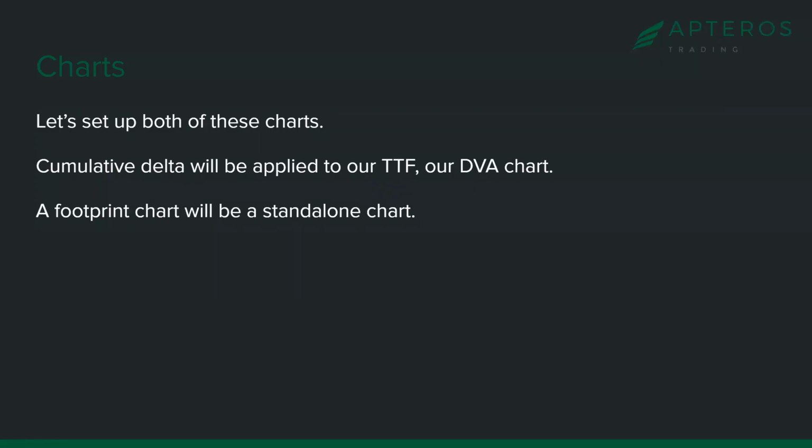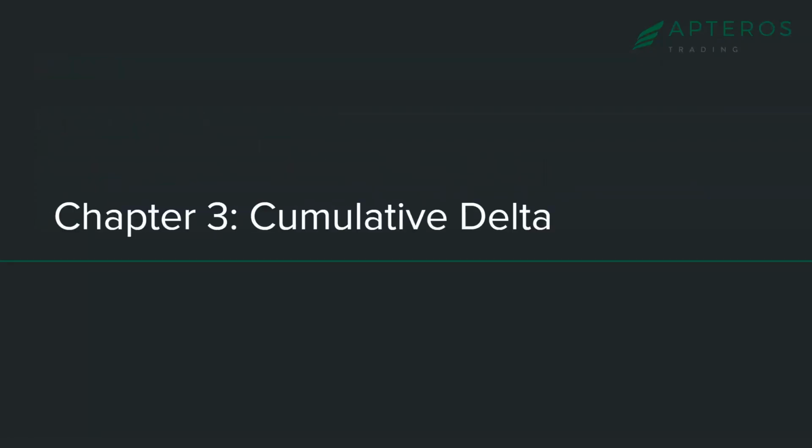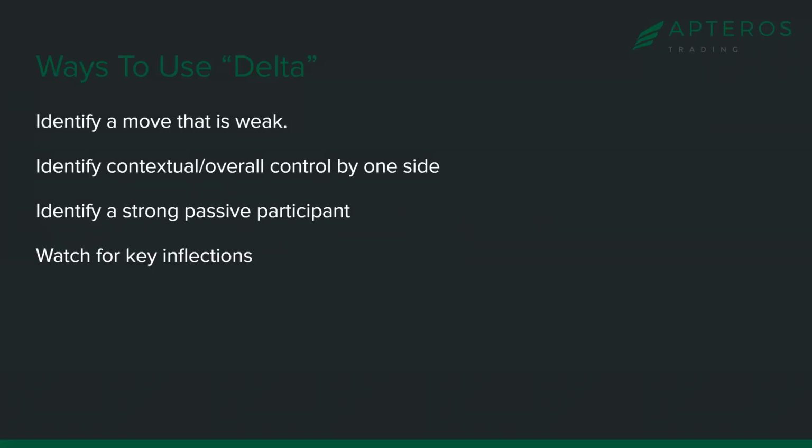Charts are good to go. So let's talk about delta first. We can identify moves that are weak, right? The underlying forces behind the move is weak. We can identify contextual or overall control by buyers or sellers. We can identify a very dominant passive participant, and we can also watch for key inflections. A lot of those levels that I put up on the chart can be key inflections.